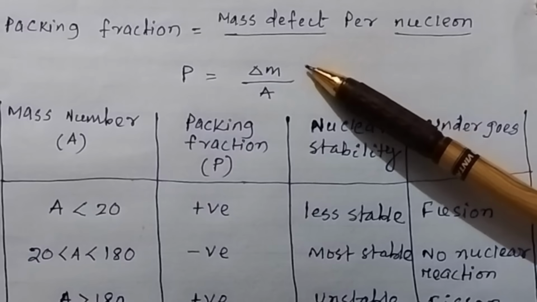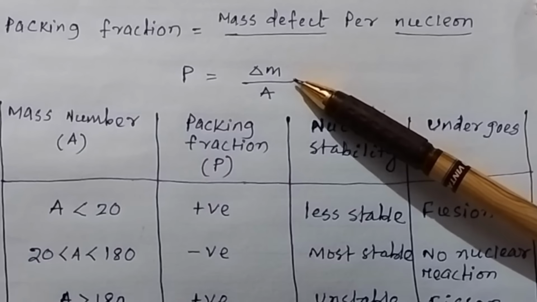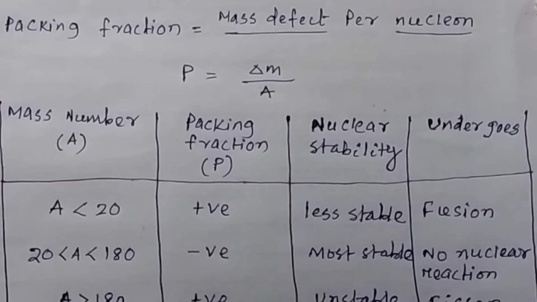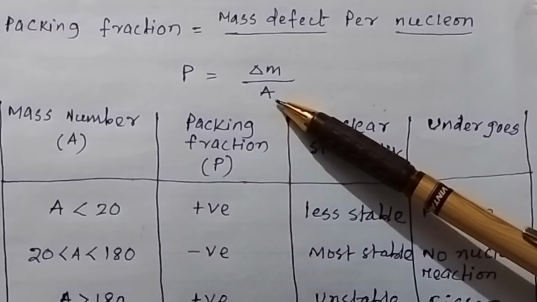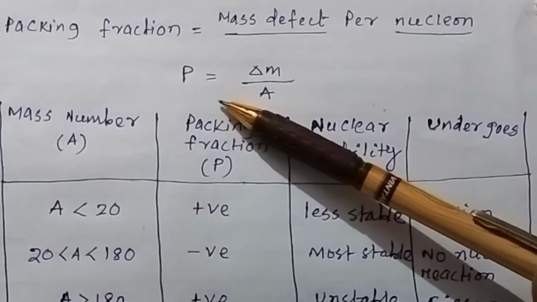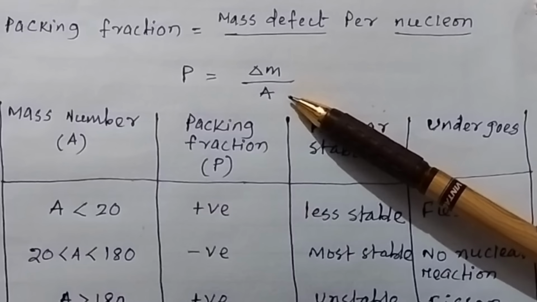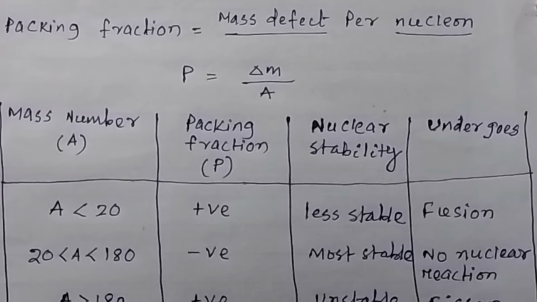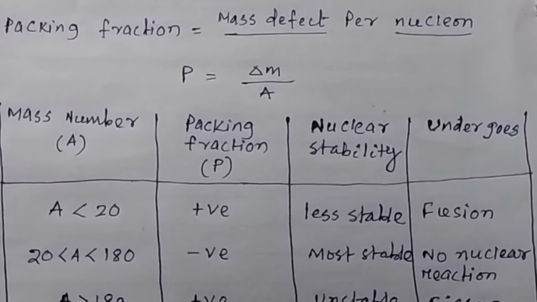Mass defect is generally denoted by delta m, and the number of nucleons, that is the number of protons and neutrons, the mass number, is generally denoted by A. So packing fraction P is equal to delta m divided by A. Then how does the packing fraction vary with mass number?